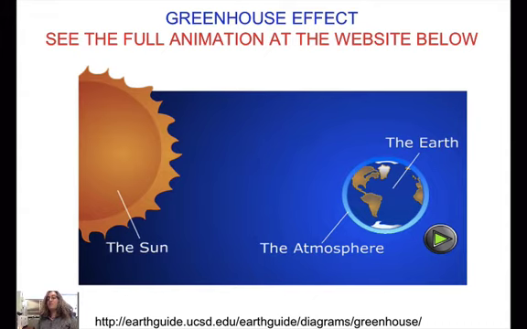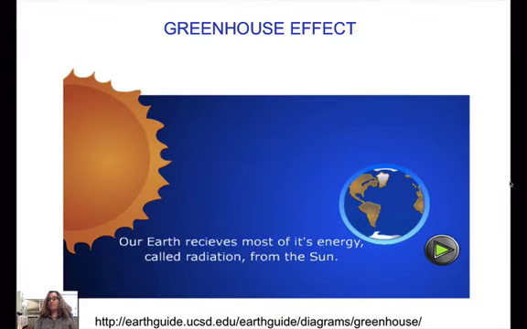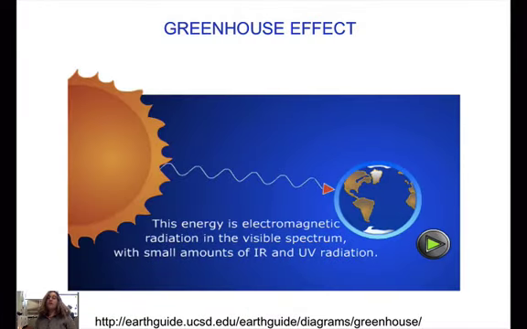So the greenhouse effect can be explained first by realizing that there is a sun that the Earth orbits around, and that the Earth has an atmosphere. Most of the energy at the Earth's surface comes from the sun, and the energy that comes from the sun is called radiation or solar radiation. This energy is electromagnetic and it's visible with just a little bit of infrared and ultraviolet radiation in it.